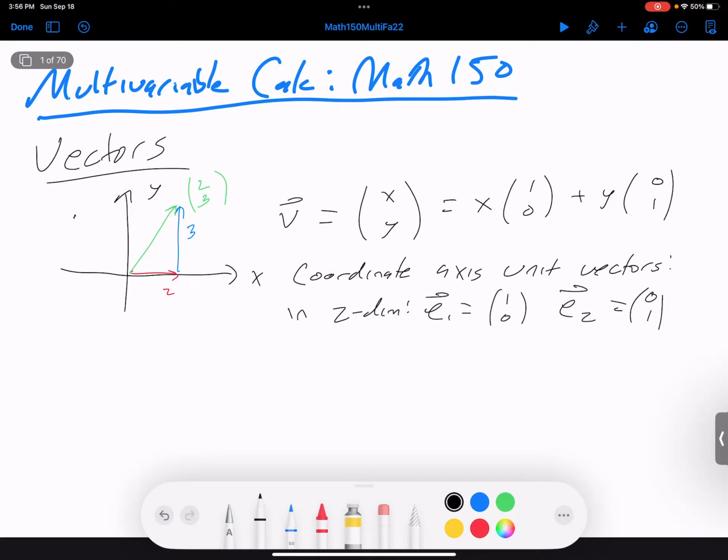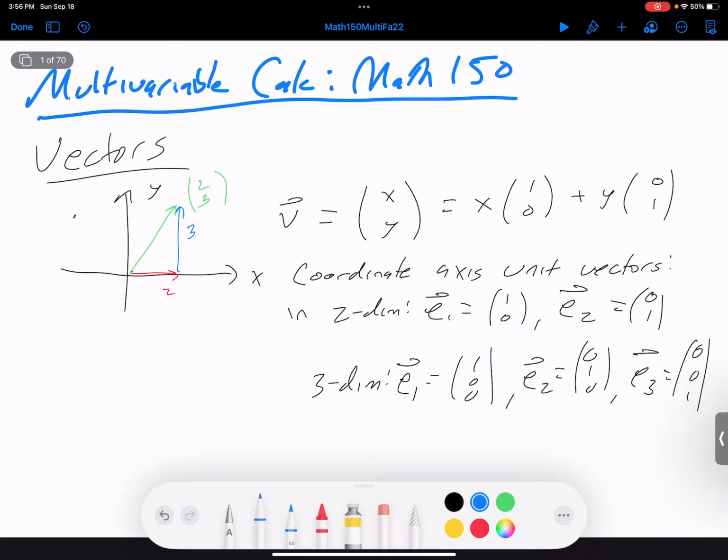What do you think it would be in 3 dimensions? E1, and what would E1 be? 1, 0, 0. Exactly. And you would have E2, and so on. E3 would be 0, 0, 1. We also use i hat for E1, j hat for E2, k hat for E3. A hat means a vector of unit length.